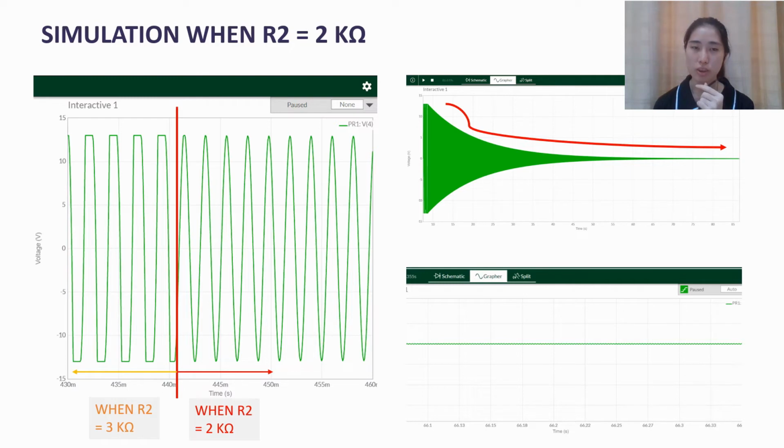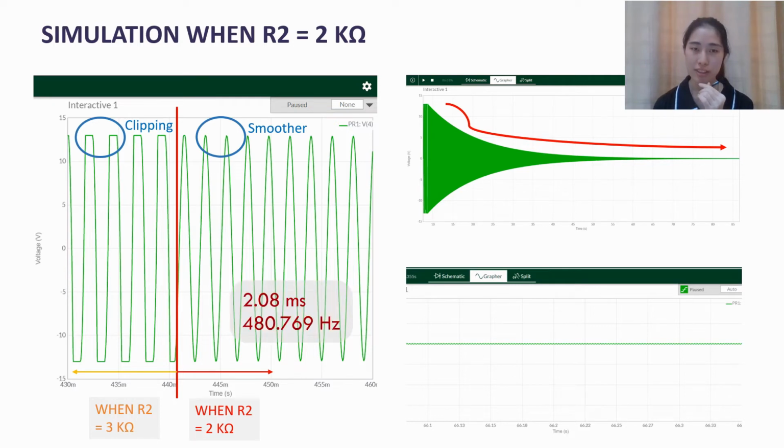This is so much different from the theory, because the theory says that when the gain is equal to 3, which is when R2 equals 2 kilo ohms, the oscillation should be sustained. So we can again deduce that this simulation software is taking real-life error into account, such as the inaccuracy in the wire, resistor, or amplifier.